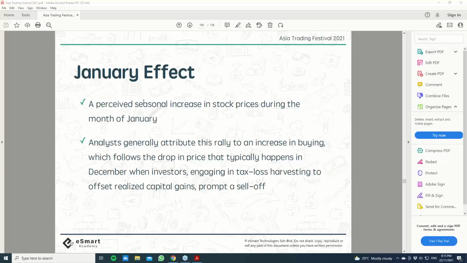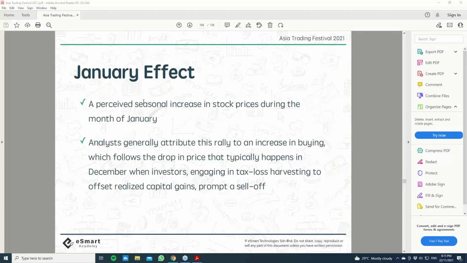Okay, for example, they would say that if the year started off on a positive note, which is January, that means the equities market closed off in a positive month for Jan, then there's a very high chance the year would be closing off positive, right? So there is this effect here as well.